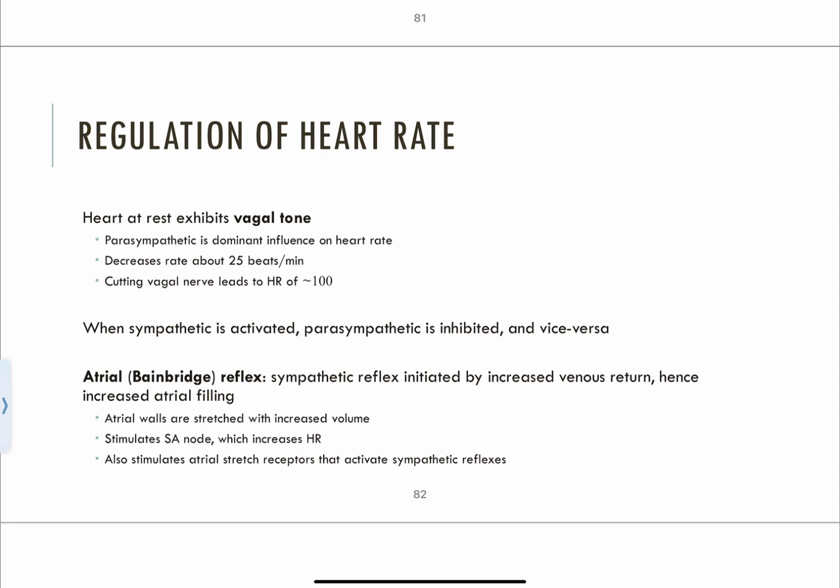This is a sympathetic reflex that's initiated by increased venous return, hence increased atrial filling. So we have a ton of blood being returned to our atria. Because of this, we have so much blood in our atria, it's going to cause the walls of our atria to be stretched with increased volume. And if we have a huge amount of stretch or a huge amount of volume in our atria, that's going to stimulate our SA node to fire. If our SA node is firing, that's going to increase our heart rate. It's also going to stimulate receptors that are in the atria, that are stretch receptors, to activate sympathetic reflexes.